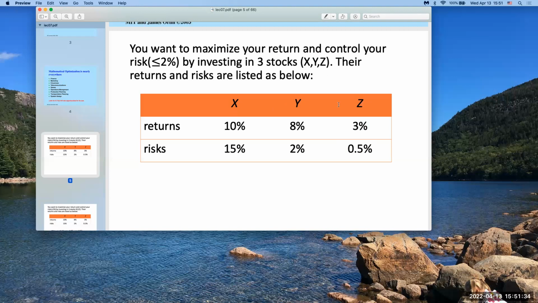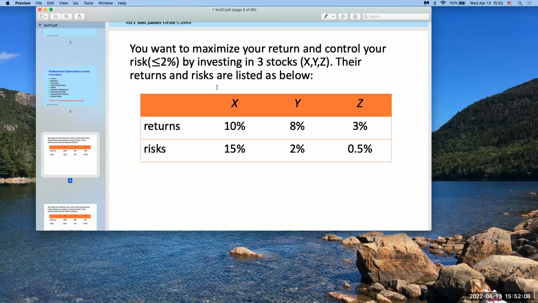So X plus Y plus Z should not be greater than $100 because that's the maximum, right? We don't have extra money to invest. So that's the one constraint. And another constraint is we want to control the risk. Basically, X times 15% plus Y times 2% plus Z times 0.5% should meet this condition. So it should be less than or equal to 2%.